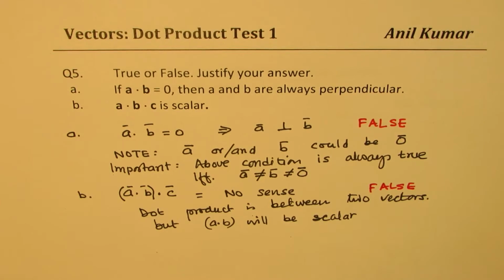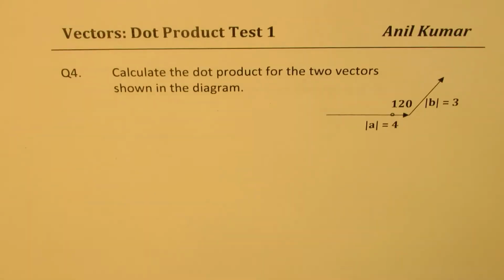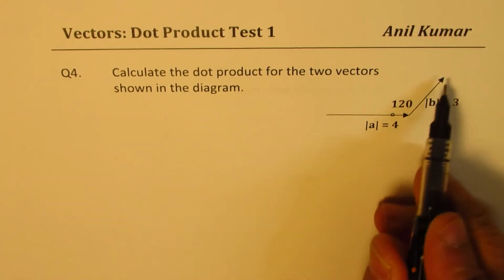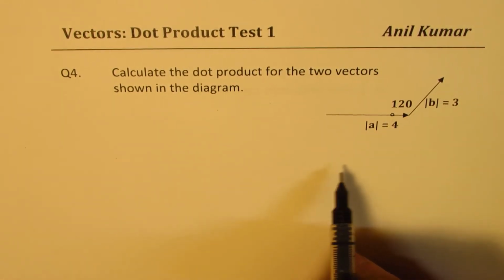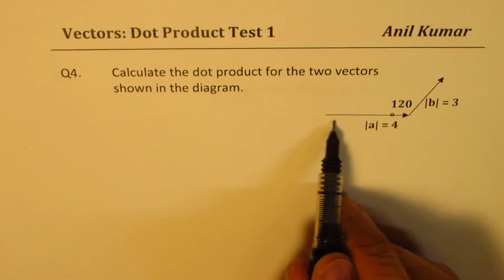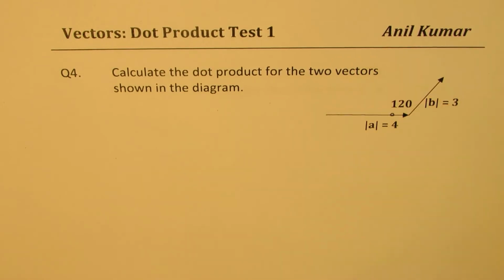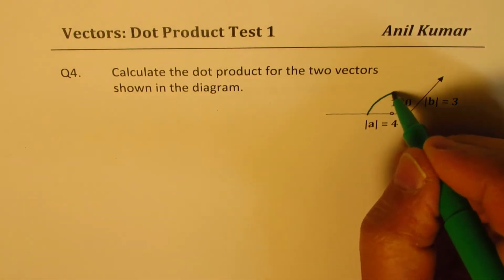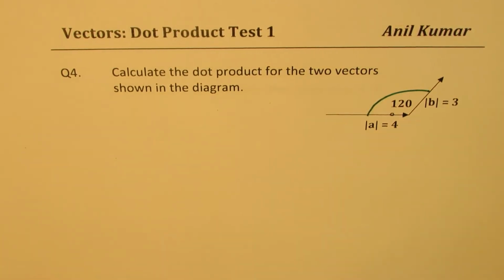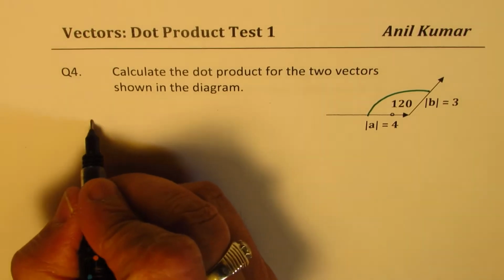So that is the very basic concept about dot products, right? Now let's take question number 4. Calculate the dot product for the two vectors shown in the diagram. So that is how we geometrically represent our vectors, right? So we are saying vector A is along this direction and vector B is in some other direction, which makes an angle of 120 at this place, right? You need to find the dot product. I'd like you to pause the video, answer this question, and then look into my suggestions.